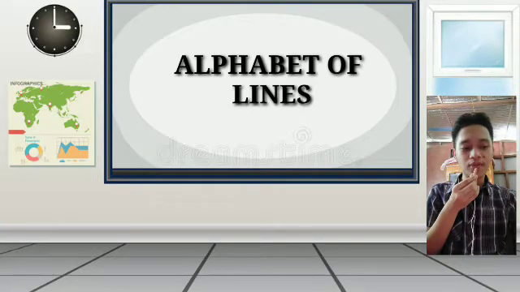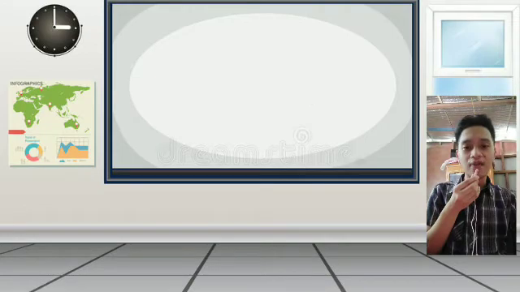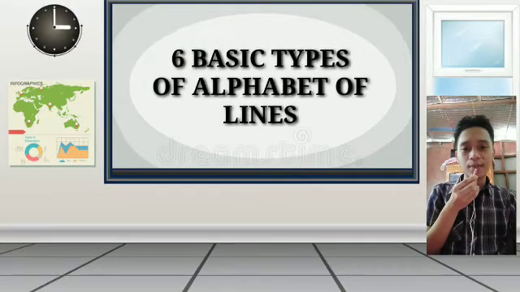When you say alphabet of lines, these are lines used to describe shapes, sizes, hidden surfaces, interior detail, and alternate positions of parts. These are the lines that describe the shape of a particular part, its size, and its hidden surface. So let's have the types of alphabet of lines. As you can see, there are 12 or more types, but for today, I will only discuss the 6 basic types of alphabet of lines.